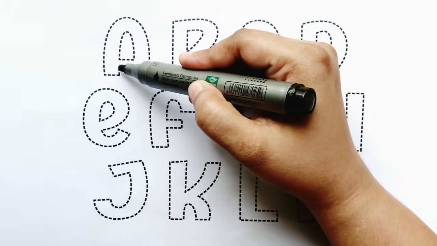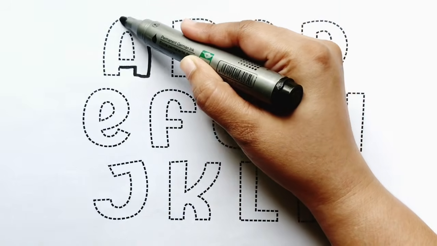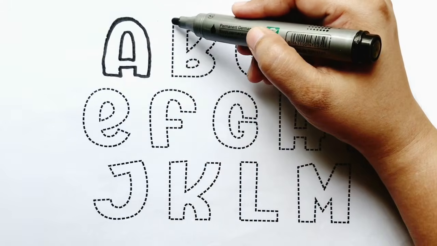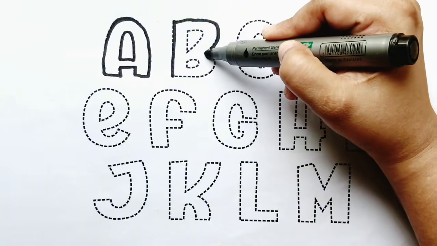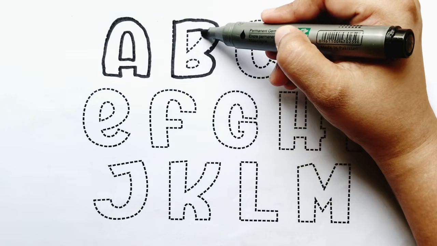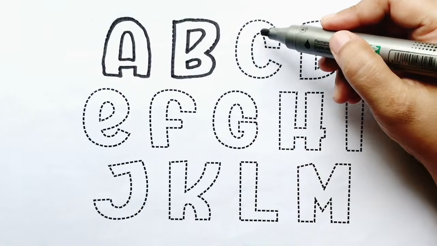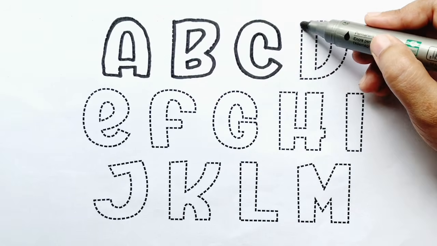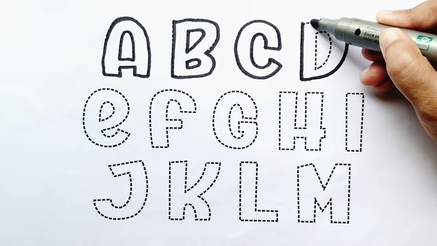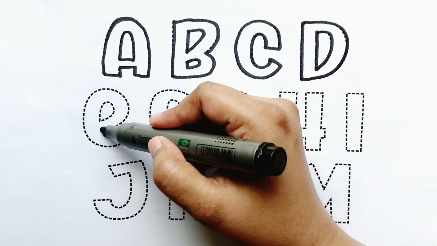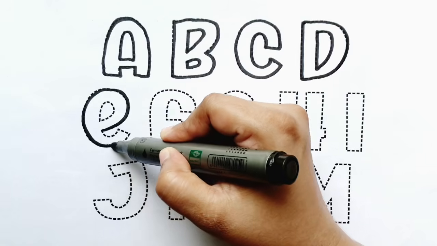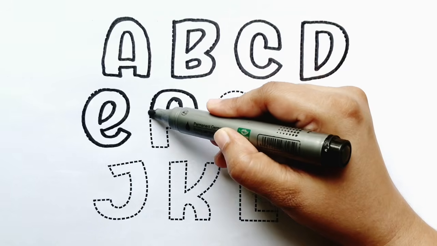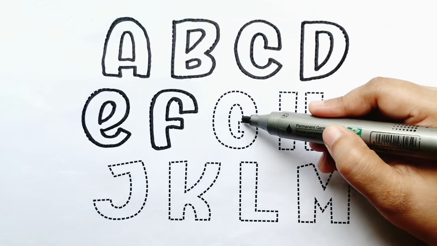Kids, today we learn how to draw capital letter A, capital letter B, C, D, E, F, G.